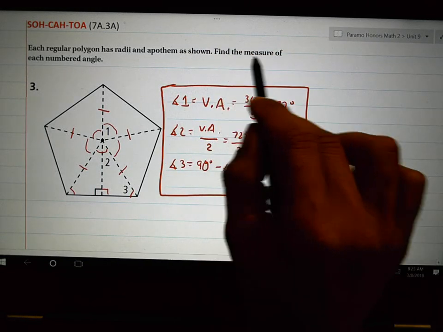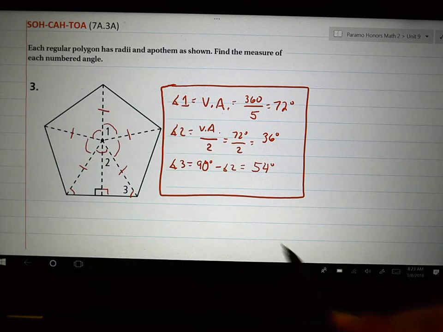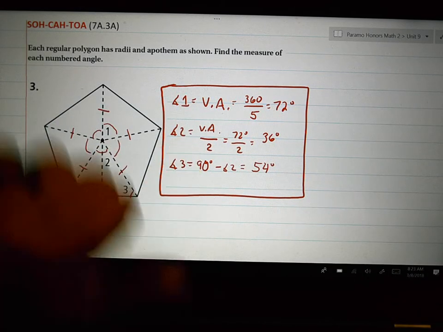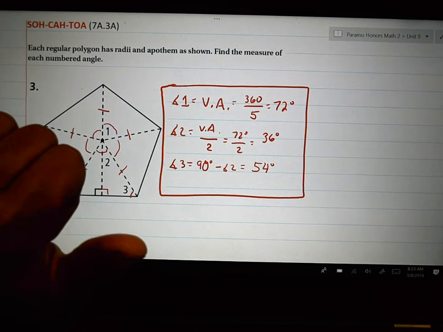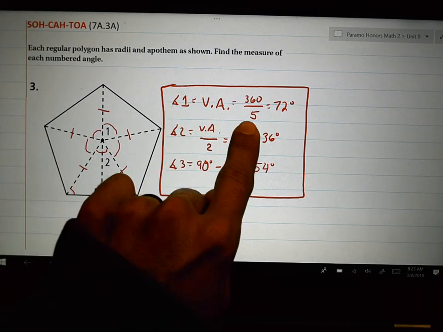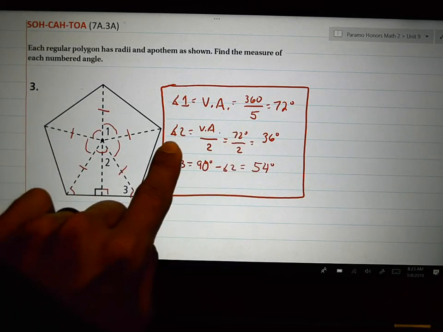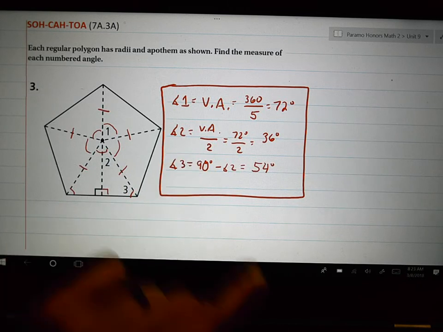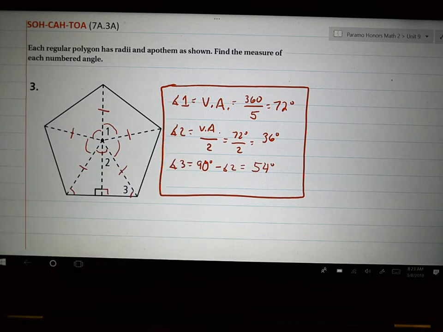Find the measure of each numbered angle. You will have several problems like number 3 where you're finding a vertex angle first. Use that formula, which we have right there. Second angle is going to be cut by the vertex angle into 2 pieces, and then angle 3 will be the complement to whatever angle 2 was.